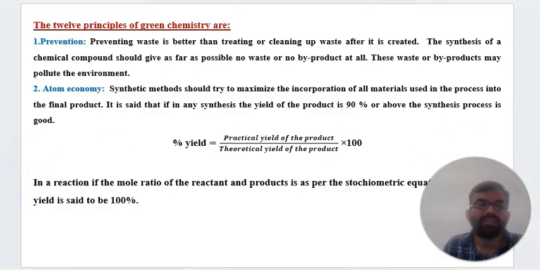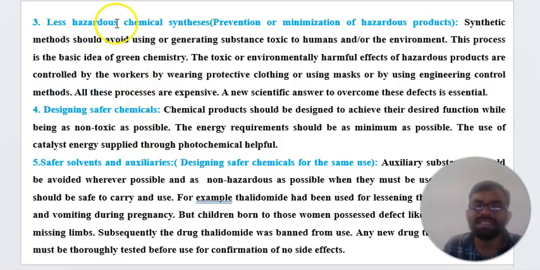Now coming to the third point, less hazardous chemical synthesis, or simply we will call it the prevention or minimization of hazardous products. That is also very important. Synthesis methods should avoid using or generating substances toxic to humans or the environment. This is the basic idea of green chemistry. The toxic or environmentally harmful effects of hazardous products are controlled by workers wearing protective clothes, using masks, or using engineering control methods. All these processes are expensive, so a scientific answer to overcome this effect is essential.